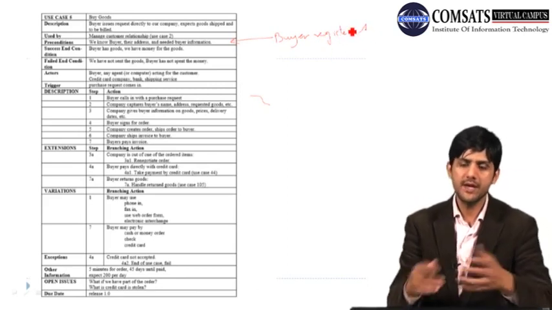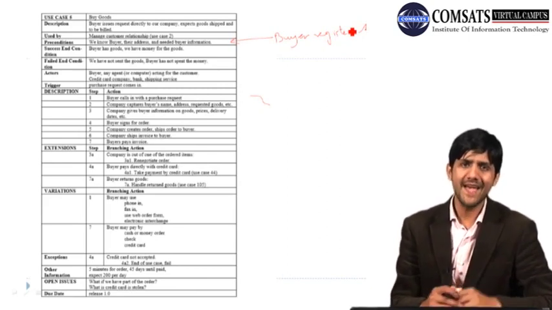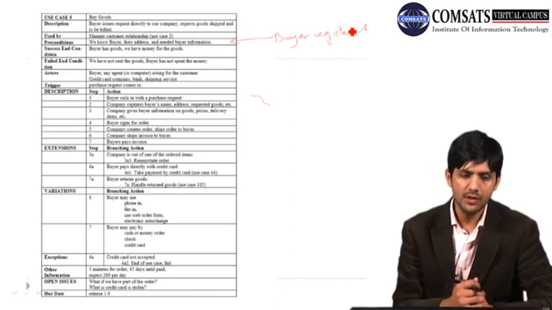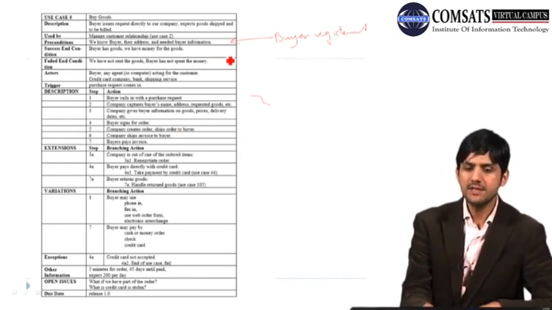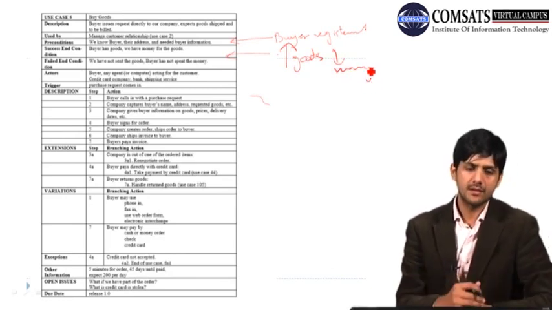We have his home address, and we know who the client is. And for the success end condition, we can also write how we think this scenario would be successful: the buyer has goods and we have money for the goods. So the successful completion of this use case is that the buyer, this actor, gets the goods and we get the money. So this is our success criteria.